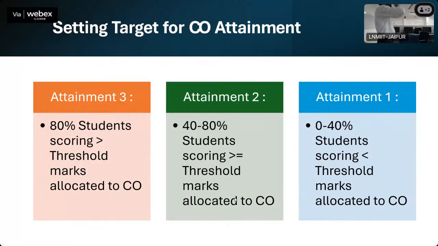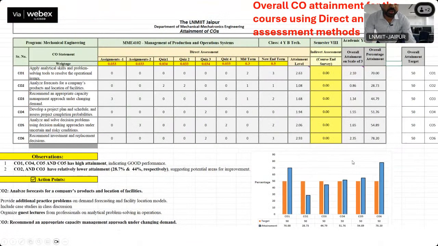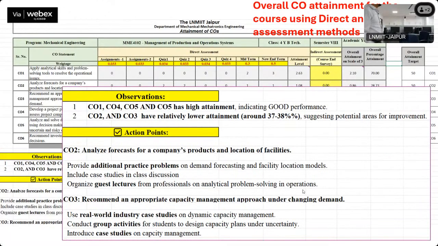Then levels: how you define the levels, again it is the task of the departmental committee to define these attainment levels. For instance, at LNM IIT we are following 0 to 40% as attainment level 1, 40 to 80% as attainment level 2, and more than 80% as attainment level 3. And this sheet, I have already explained, you will get this attainment chart. So let us have some hands-on. If you have any questions on that, you can ask me.